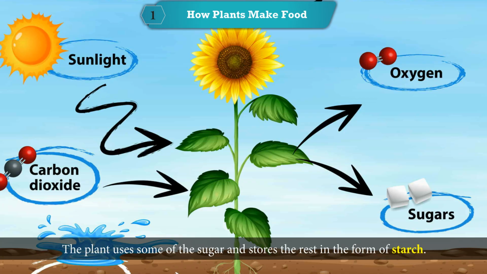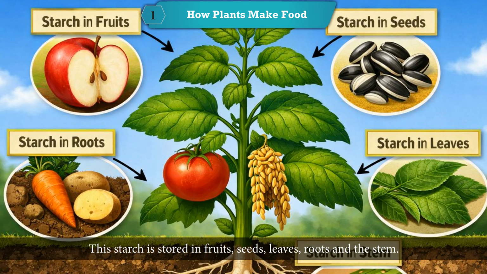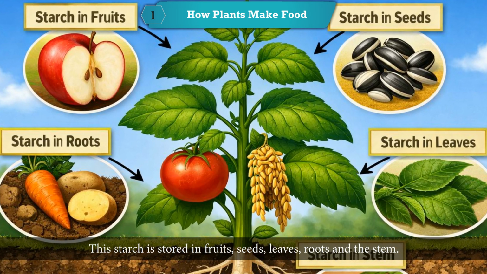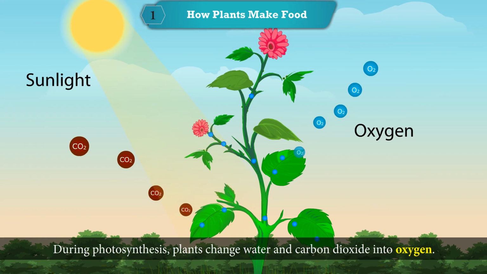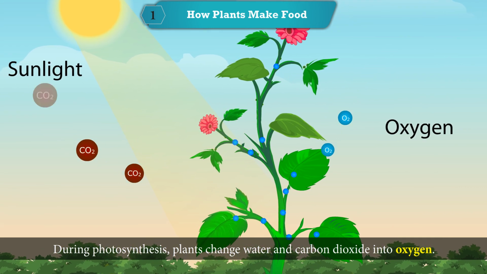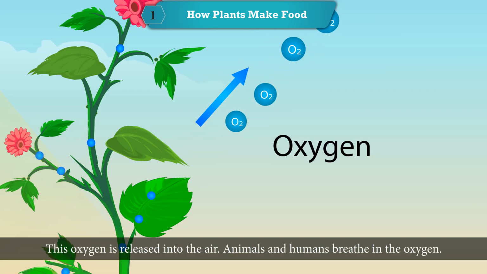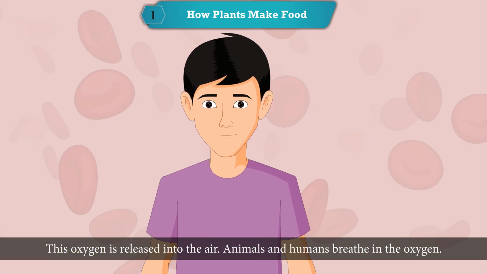The plant uses some of the sugar and stores the rest in the form of starch. This starch is stored in fruits, seeds, leaves, roots, and the stem. This is the food we get from plants. During photosynthesis, plants change water and carbon dioxide into oxygen. This oxygen is released into the air. Animals and humans breathe in the oxygen.